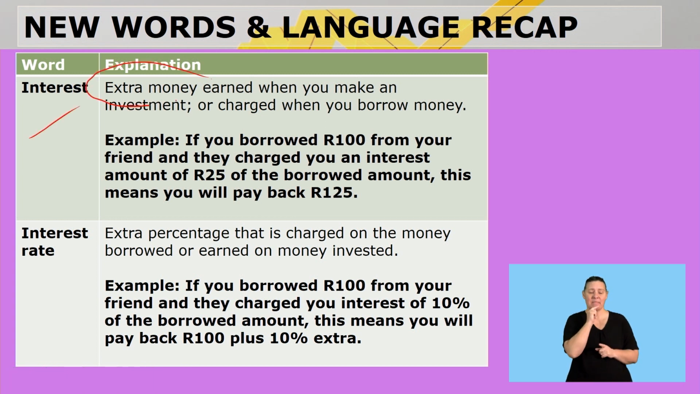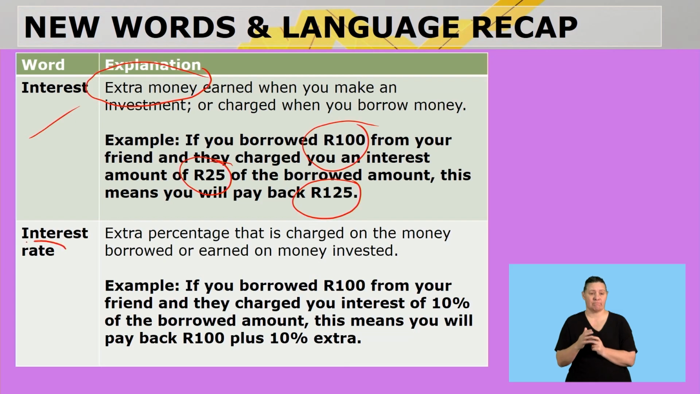The words we used today was interest. It's the extra money earned when you make an investment or charged when you borrow money. For example, if you borrowed 100 Rand from your friend and they charge you an interest amount of 25 Rand of the borrowed amount, this means that you will need to pay back 125 Rand. So you borrowed 100 Rand, they charged you 25 Rand, so you pay back 125 Rand.